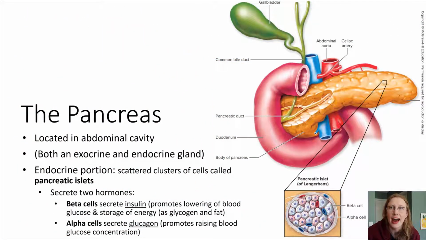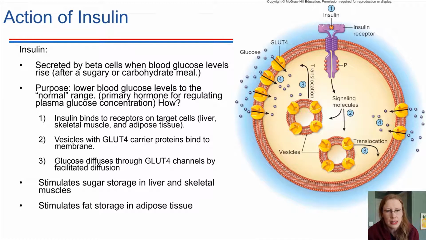So the pancreatic islets, that word is pronounced like islets. Pancreatic islets contain two types of cells, and these cells secrete insulin and glucagon. We're going to focus in on insulin for right now. What does insulin do? How does it do what it does? When insulin is released into the bloodstream, it makes its way to target cells. What are the target cells? Well, this could be skeletal muscle, it could be cells in the liver, or it could be cells in adipose tissue. Those are the primary targets for insulin.